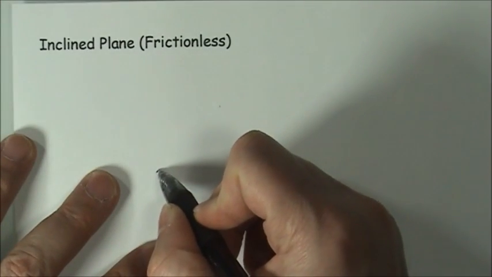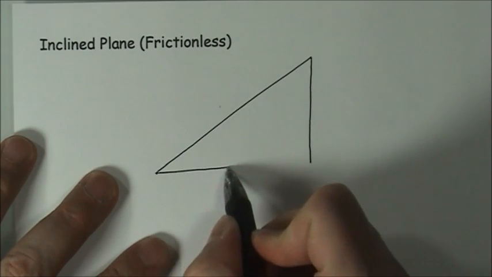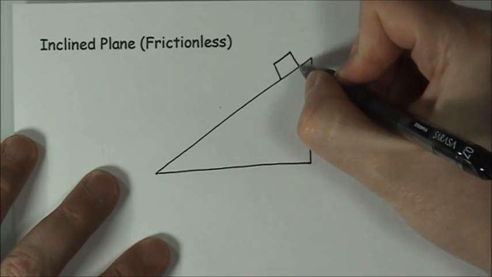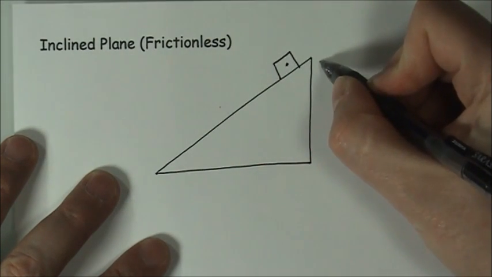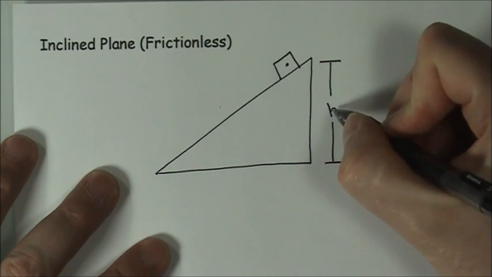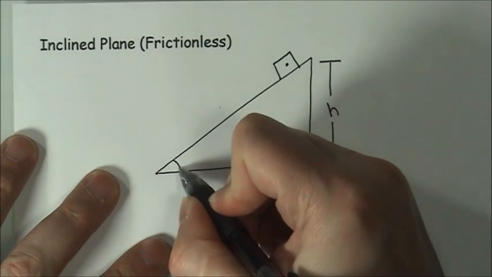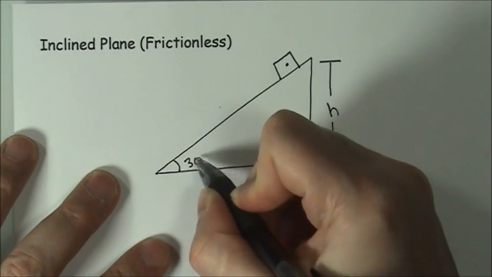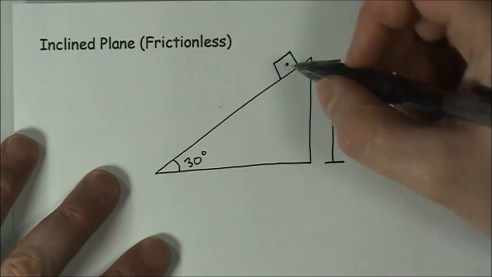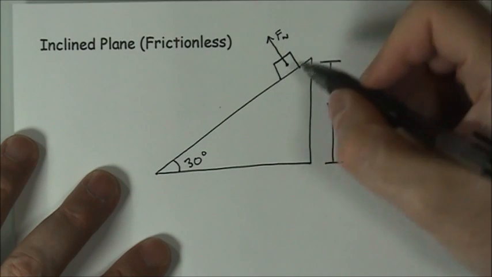So in order to do this, let's draw an inclined plane. And we'll put a box on the inclined plane. And this box is at some height. And for our purposes, we'll use an angle of 30 degrees. And obviously with no friction, the box will slide down the inclined plane on the basis of there being only two forces acting on the box. One is the normal force, and one is the weight.